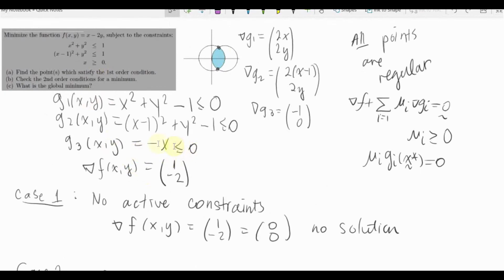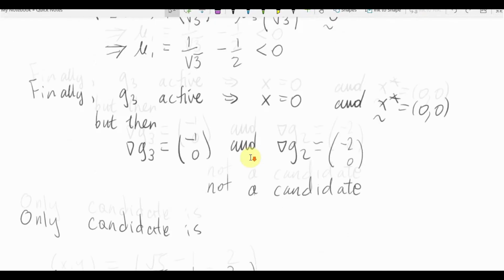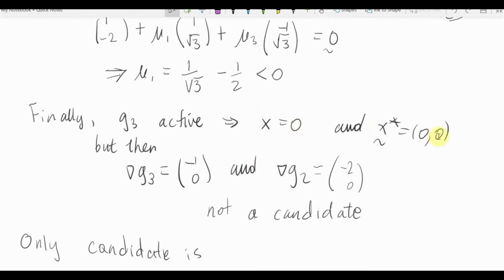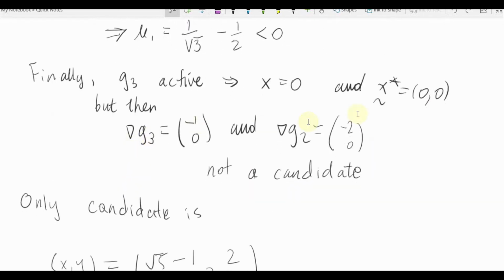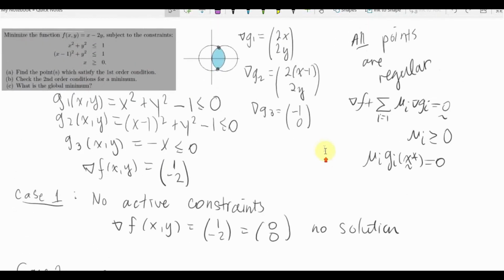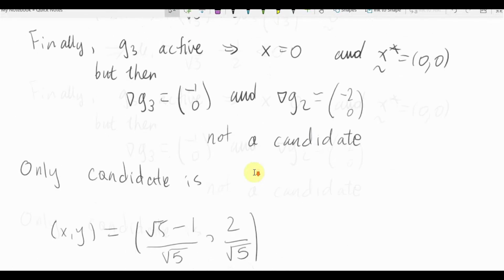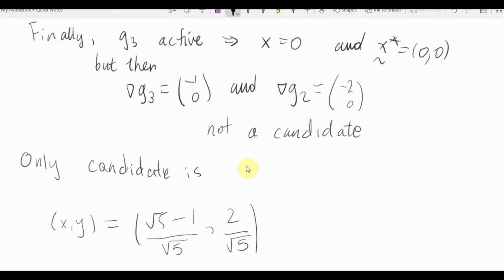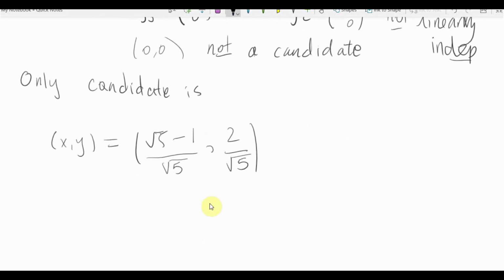And finally, I want to show you what happens when we take G3 to be active. In other words, x itself must be 0. If that's the case, then you're just looking at the origin, and so that's your only possible candidate. If you're at the origin, then the gradient of the second constraint, the second circle to the right, which is actually active as a result, is going to be linearly dependent with the gradient of your currently active constraint. Since they're not linearly independent, this point cannot be regular. And if it isn't regular, it does not satisfy the first order Kuhn-Tucker conditions.